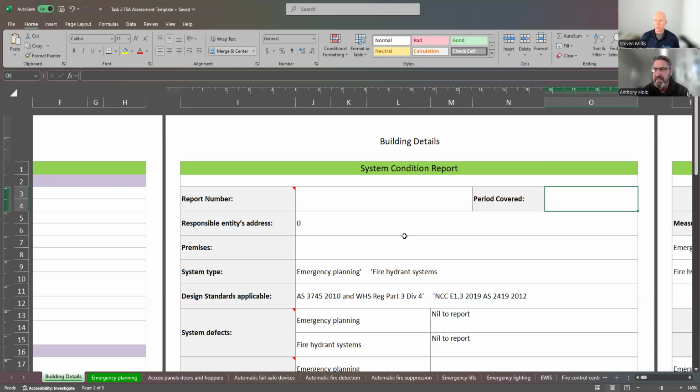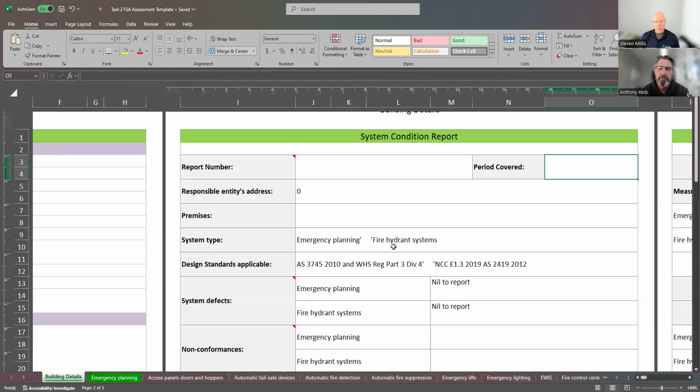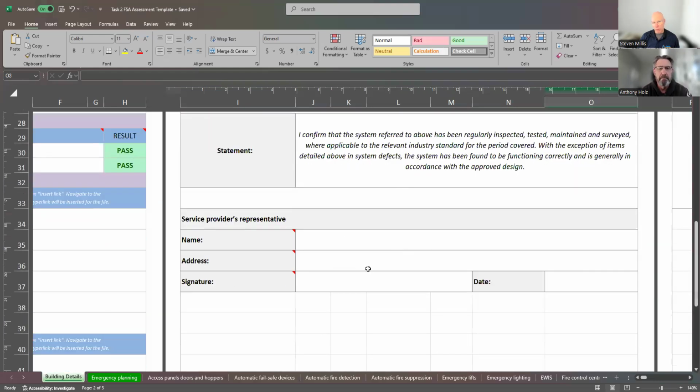So it doesn't have to be exactly on the statement date, but you do need to have provided an annual service within that three-month period of the statement being signed. And then the final thing, make sure you complete all these details here. Put your name, address of the company, and your signature and date. And that really will validate that condition report.